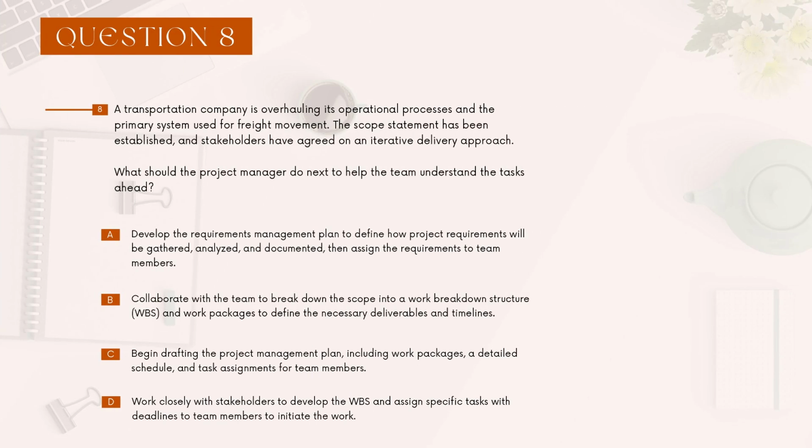Question 8. A transportation company is overhauling its operational processes and the primary system used for freight movement. The scope statement has been established and stakeholders have agreed on an iterative delivery approach. What should the project manager do next to help the team understand the tasks ahead? Okay, so the problem statement here is what? The team has agreed on iterative delivery approaches. I don't care that it's a transportation company and there's operational processes. All I care about is that they're using an iterative delivery approach. So what should the project manager do next to help the team understand the tasks ahead?